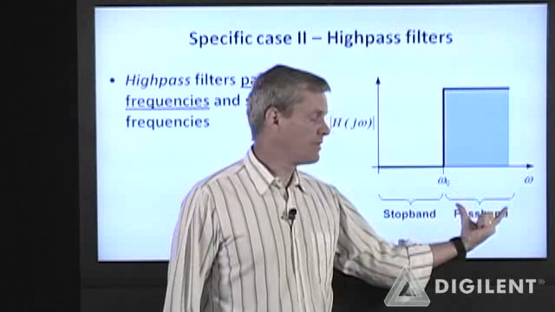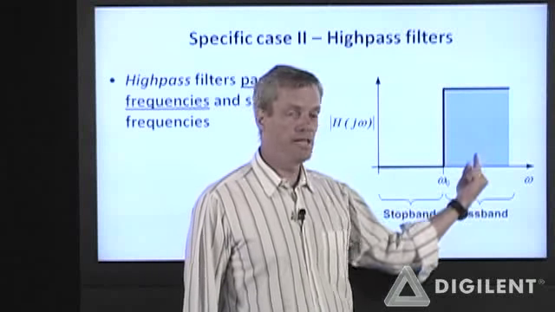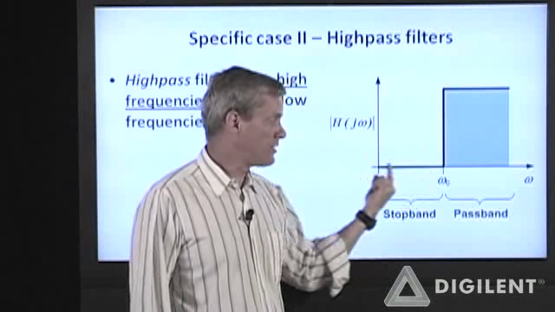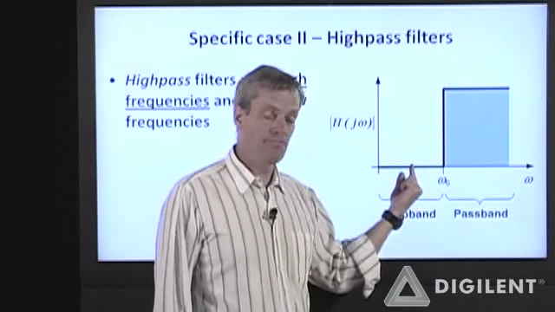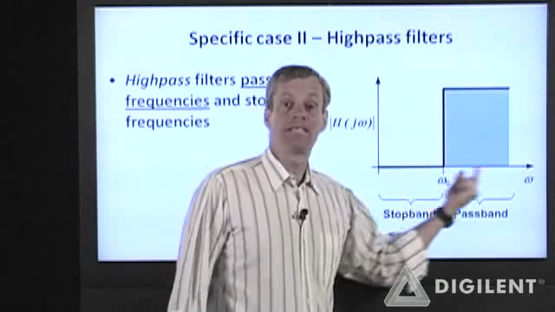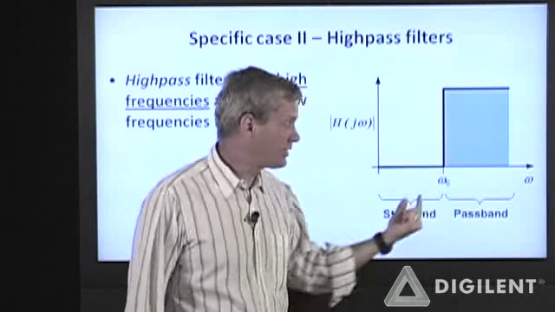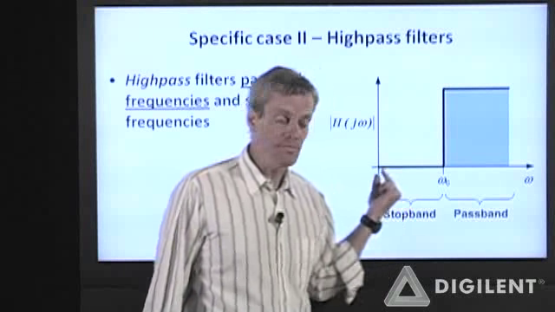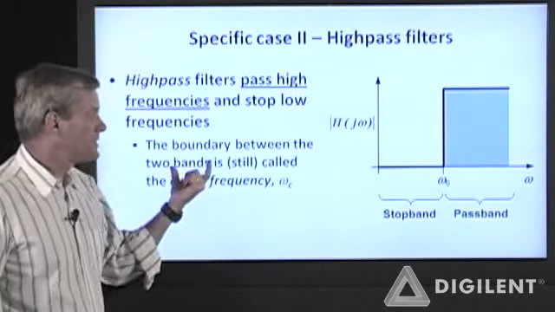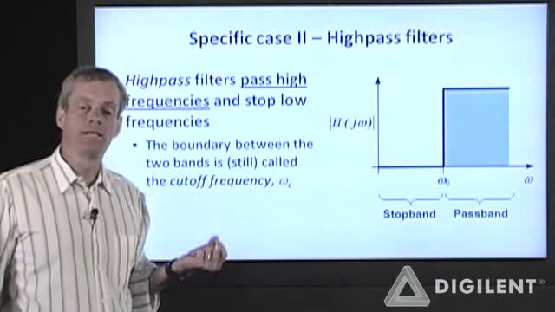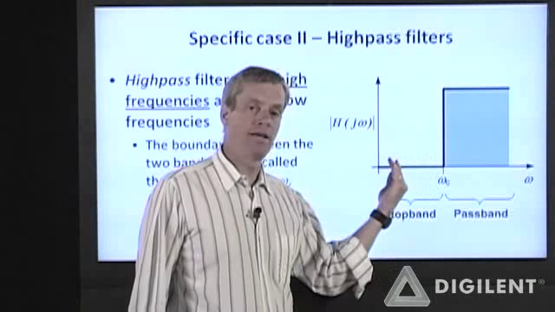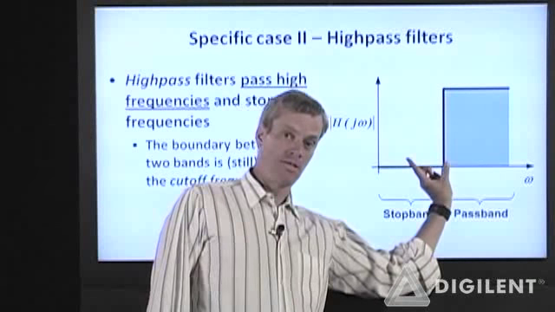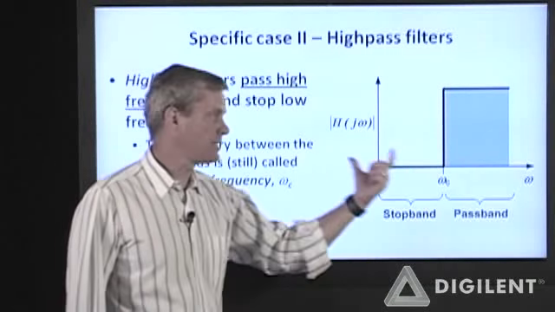High frequencies are within the pass band. If I put a signal in that's in the pass band, I get a lot of output. Low frequencies are now in the stop band. If I put a signal into this ideal high-pass filter in the stop band, I get nothing whatsoever out. Again, omega c, the cutoff frequency, is still the boundary between the pass band and the stop band. Okay, we've really just flipped this figure over between the previous slide and now.